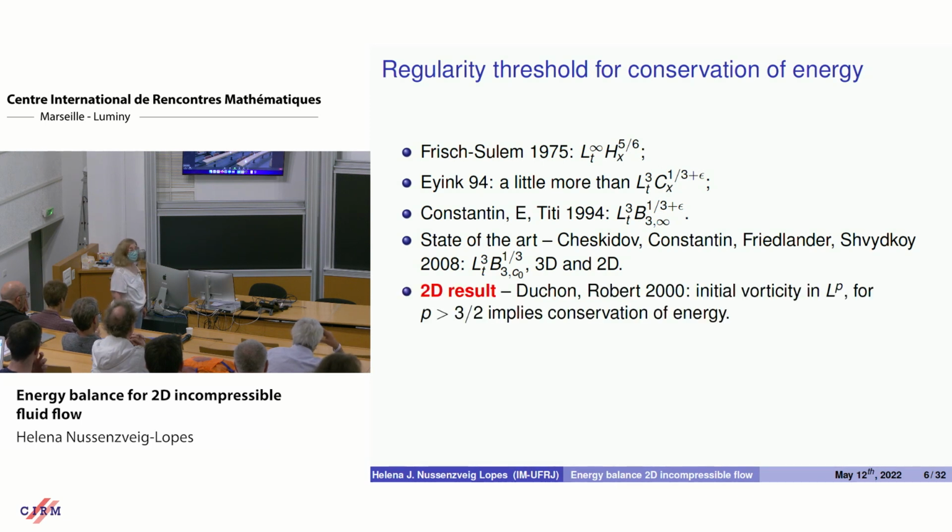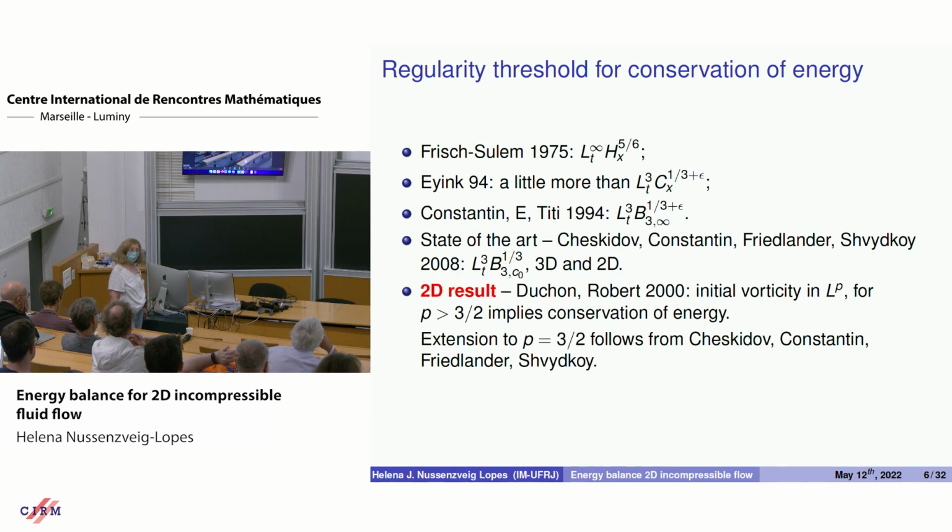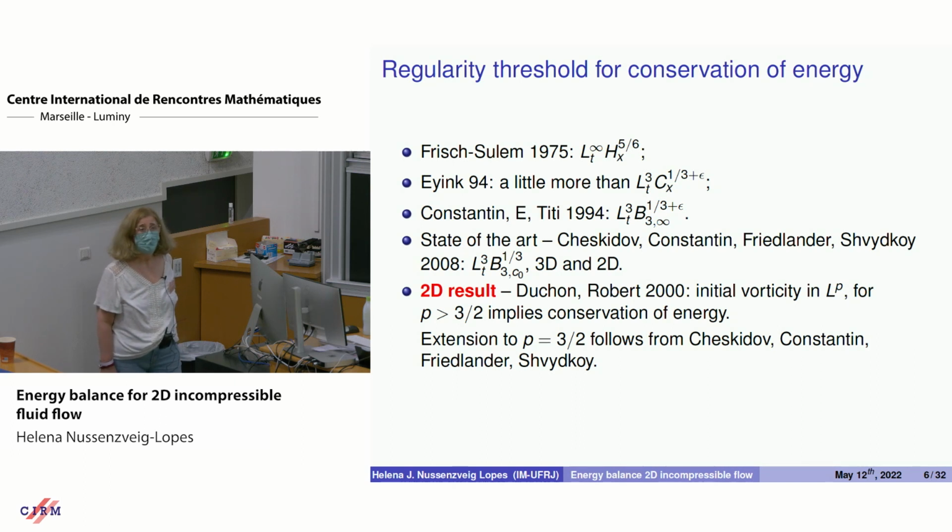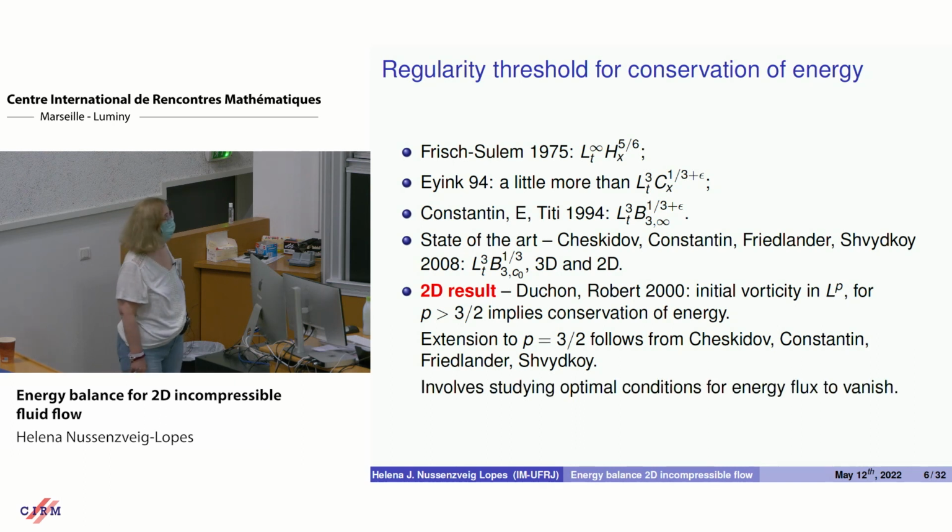Okay, so in 2000, Duchon and Robert proved a result that's only valid in 2 dimensions. If the initial vorticity is in L^p for p larger than 3/2, then conservation of energy happens. No anomalous dissipation. And you can reach p equals 3/2 through the work of Cheskidov, Constantin, Friedlander, and Shvydkoy, because, well, we'll see later, the velocity is W^{1,3/2}, and that's included in L3 B^{1/3}_{3,c0}. All of these results involve studying optimal conditions for the energy flux to vanish.